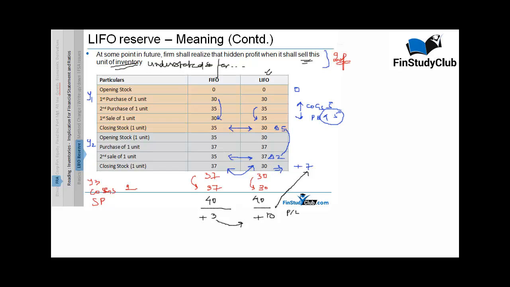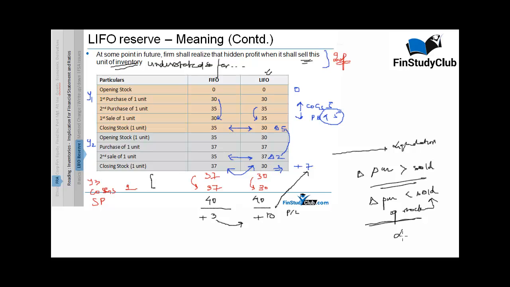Now the question is, this particular phenomenon might not occur until liquidation of the firm. I had taken a hypothetical case where we are selling at this point, because generally the quantity purchased is more than the quantity sold. If not, if quantity purchased is less than quantity sold, some portion of opening stock also gets sold, and that's exactly where my next point, liquidation of LIFO reserve, comes into the picture. By liquidation, I mean lowering or falling off of this amount of 7 or 5.